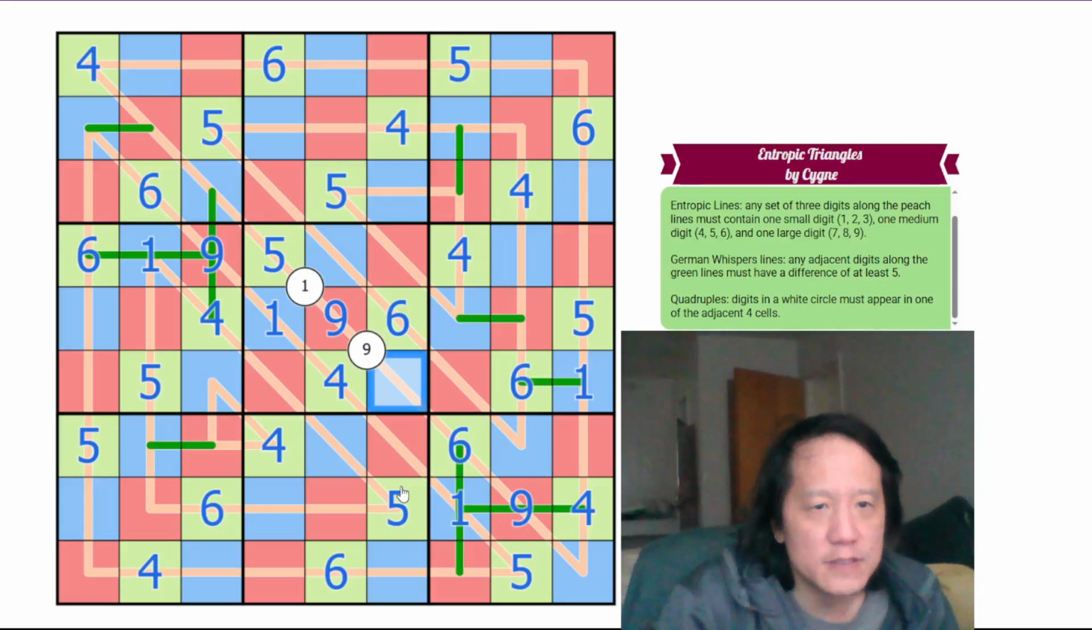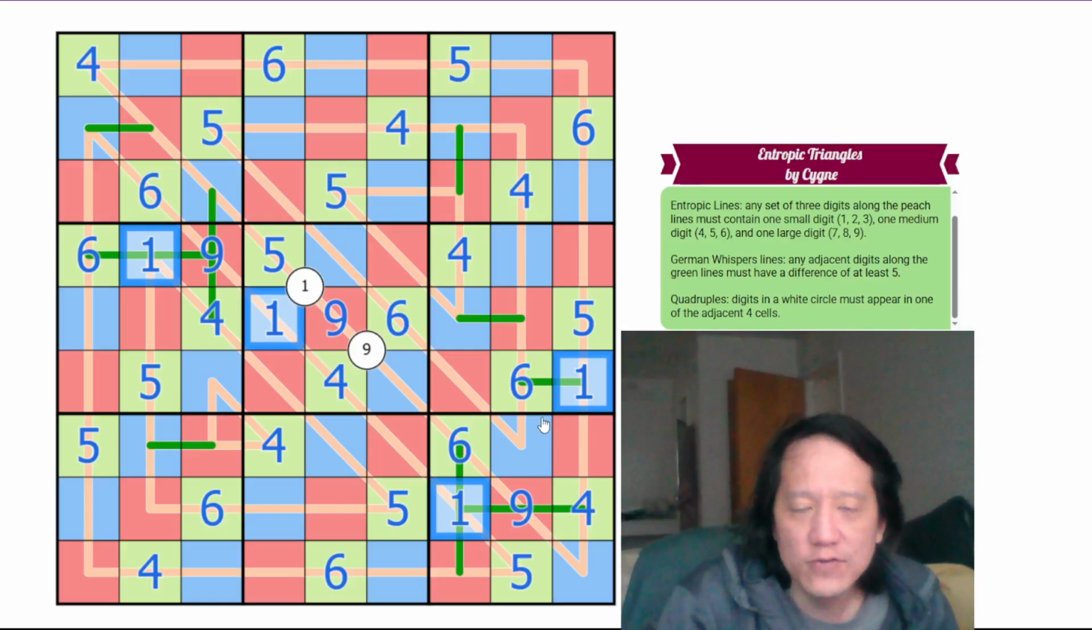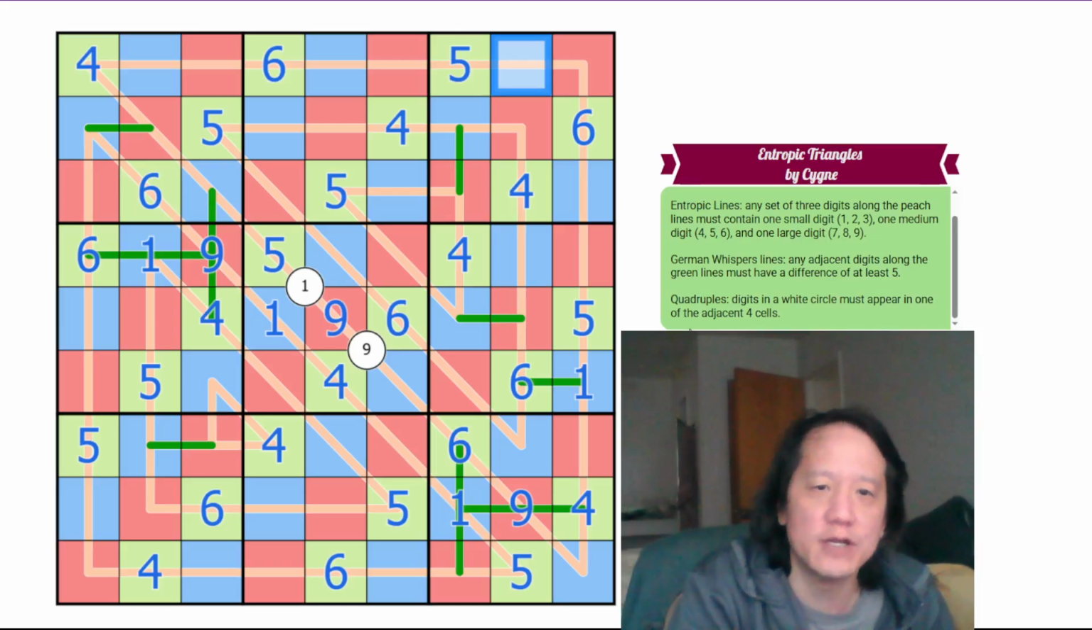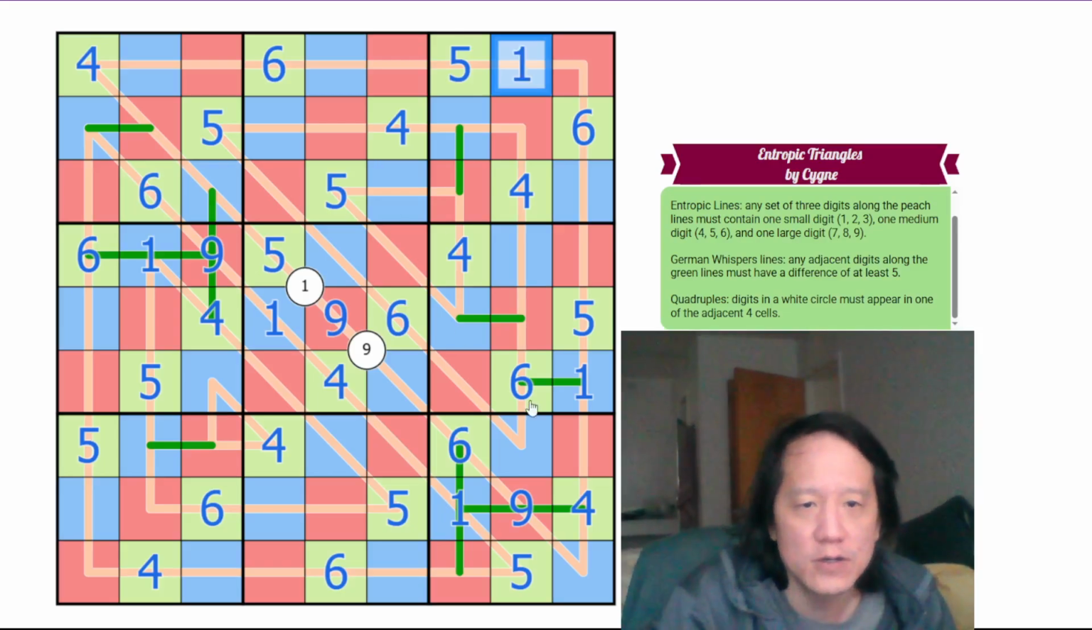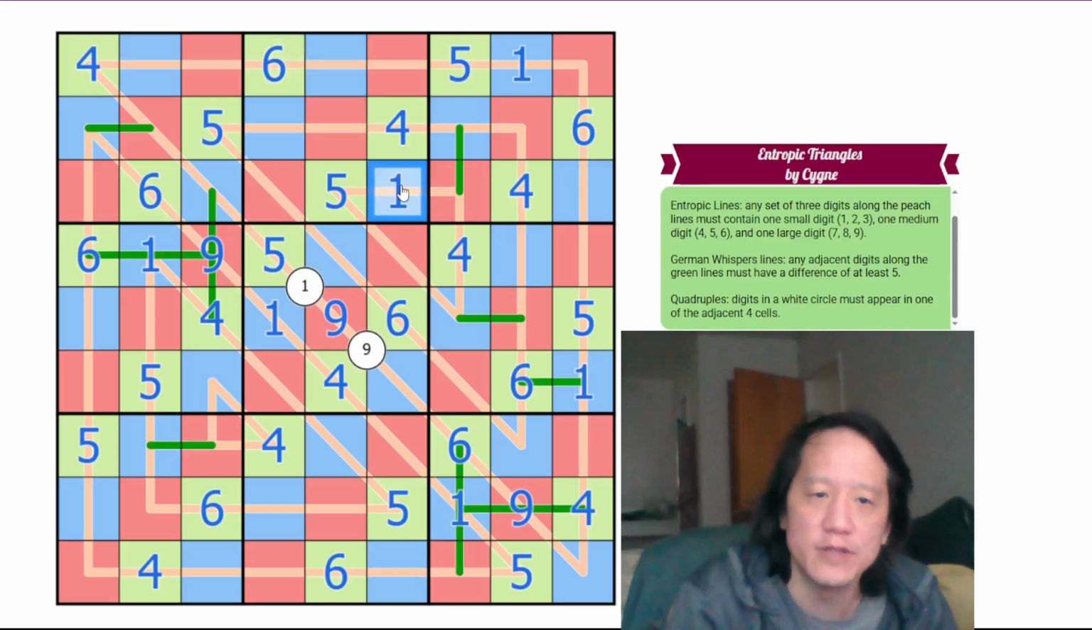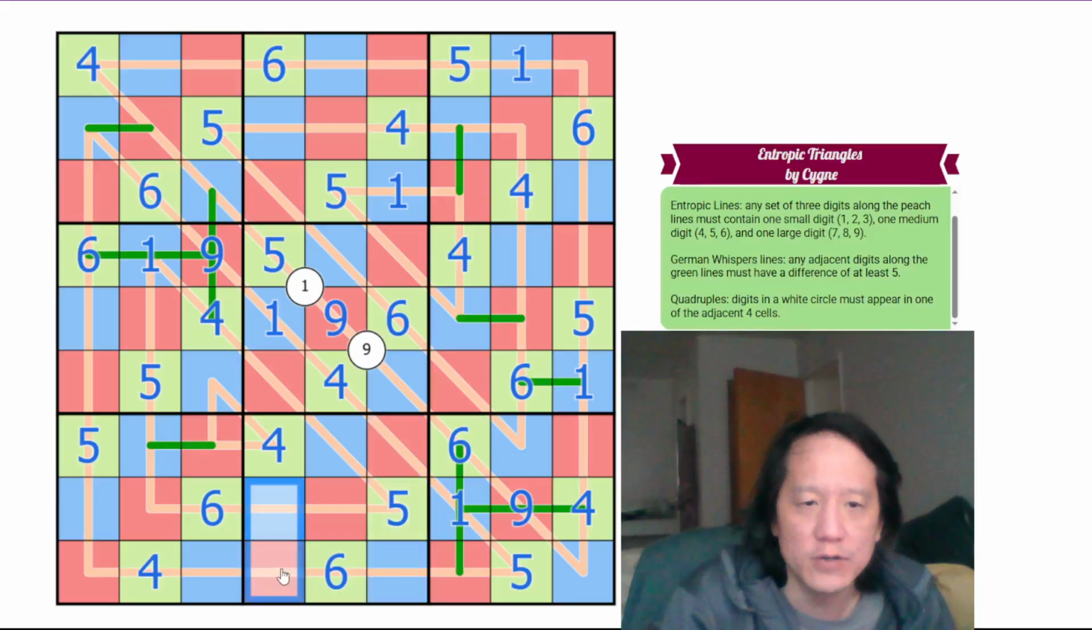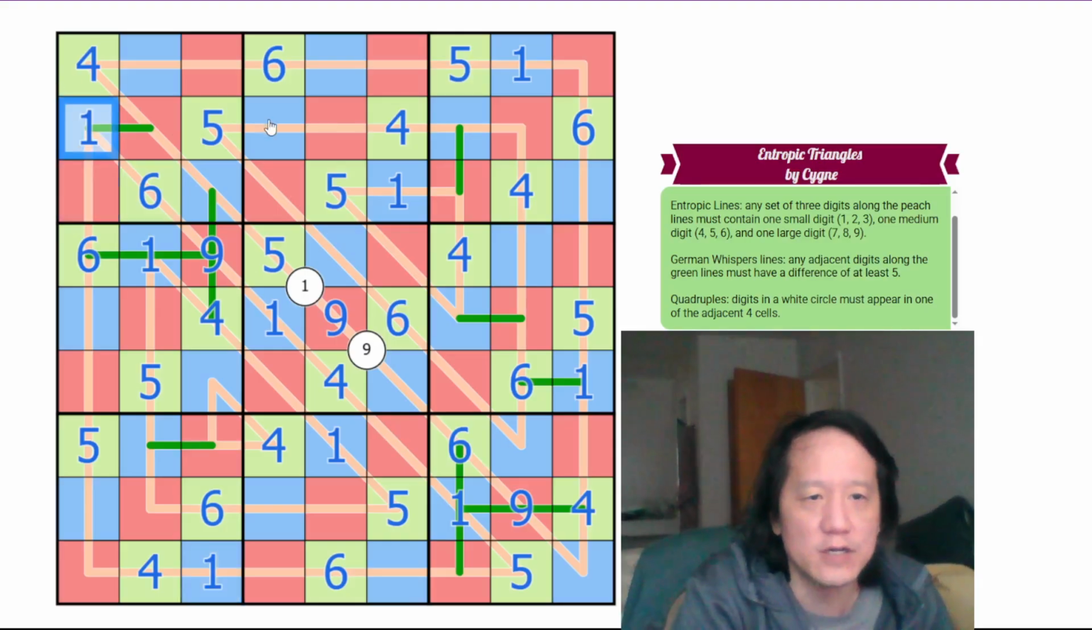Let's see. We have a lot of 1s. So 1 can't be here or here. Where's 1 in this upper right-hand box? It must be there. 1 can't be here or here. In the upper central box, 1 has to be there, which eliminates 1 here and here, so this must be 1 here. That eliminates 1 here and here in this lower left-hand box, so 1 has to be there, which forces this to be 1 here.